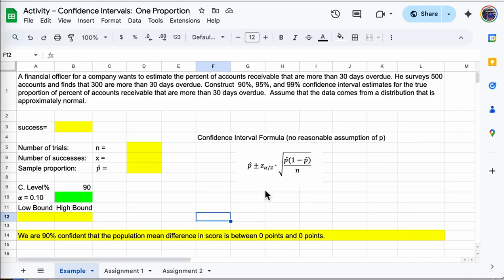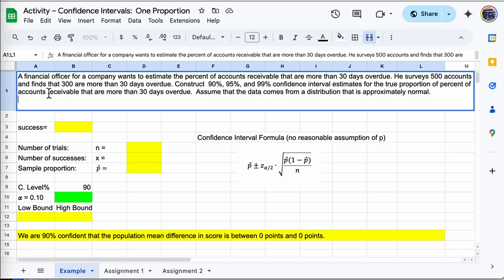All right, just a recording going over activity confidence intervals, one proportion. So we're going to investigate percentages, proportions, things like that. A financial officer for a company wants to estimate the percent of accounts receivable that are more than 30 days overdue. He surveys 500 accounts and finds that 300 are more than 30 days overdue. Construct 90, 95, 99% confidence interval estimates for the true proportion of accounts that are more than 30 days overdue.